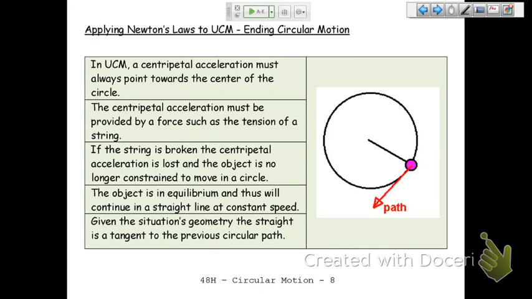Oh, sorry, no. If the string is broken, then what happens? Conceptually, many people think you break the string, you fly out. And I remember on a roundabout, my brother gave me a nudge one time and I flew away from him. It seemed like I flew out.